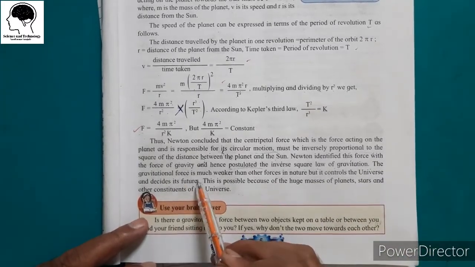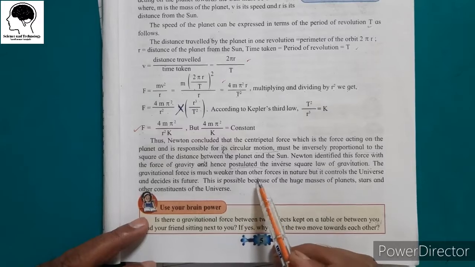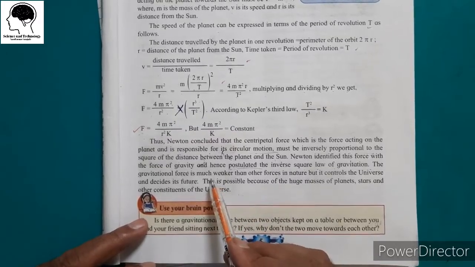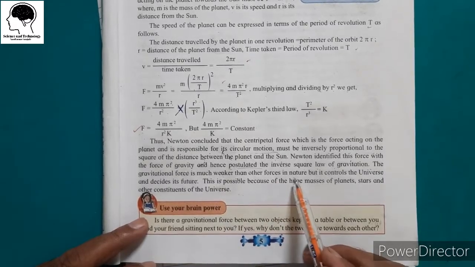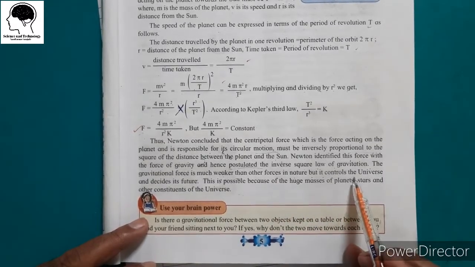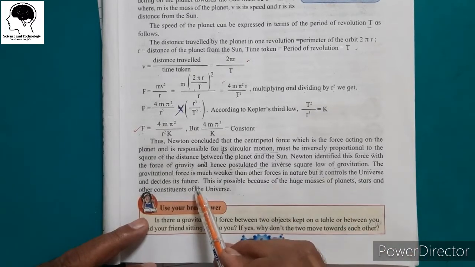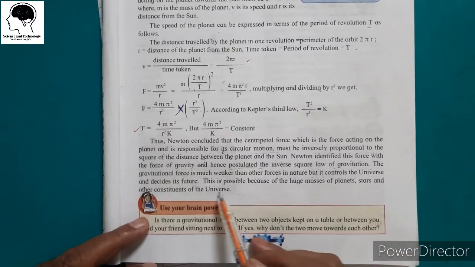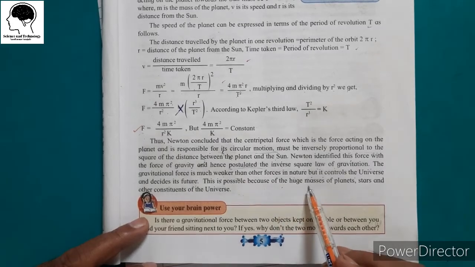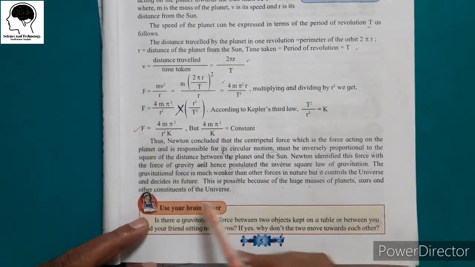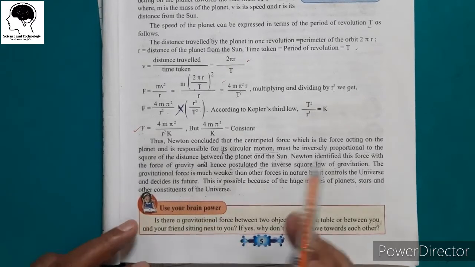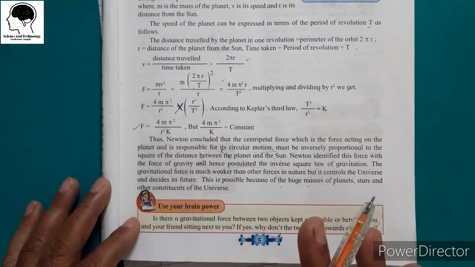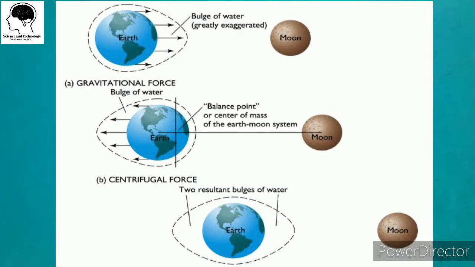The gravitational force is much weaker than other forces. It is so weak, weaker than other forces in nature, but it controls the universe and decides its future. This is possible because of the huge masses of planets, stars, and other heavenly bodies in the universe. This force is very weak.